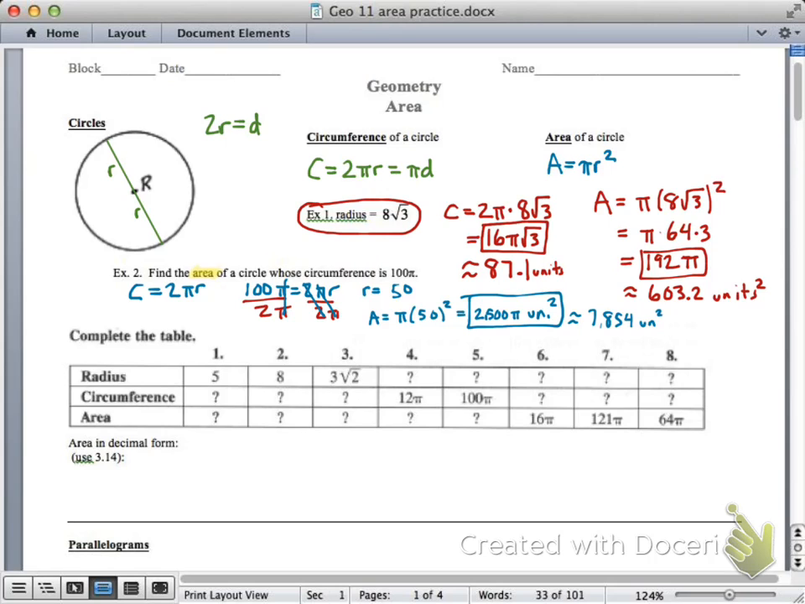So given the radius, you should be able to find the circumference. Given the circumference, you should be able to find the radius and then the area. Given the area, this is the pi r squared, so that is the r squared. 16 is the r squared. That should tell you what r is. 121 is the r squared. 100 is the 2r, or the diameter. That should help you find the radius. See if you can fill in the chart. I'll accept your answer in pi form or decimal form.